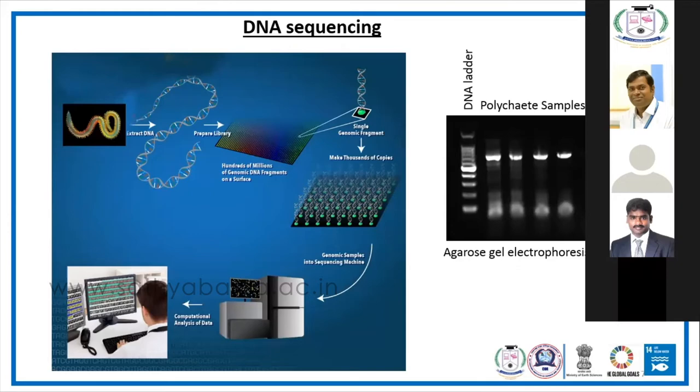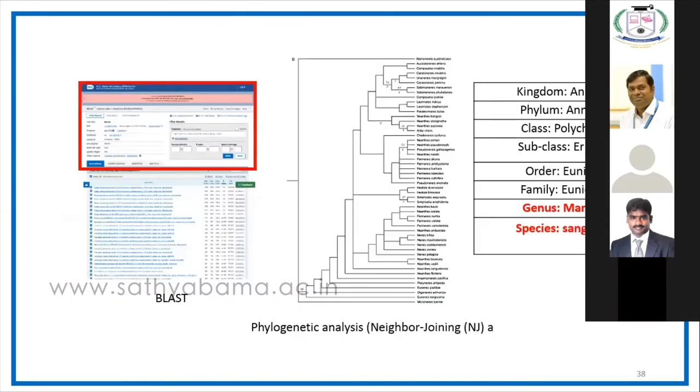We will get the CO1 gene size around 720 base pair, and then with this clear band, we just cut the band, elute the PCR product and send it for sequencing. After we get the sequencing, we just do the BLAST, and the sequences we get are used to construct the phylogenetic tree with the help of MEGA software.